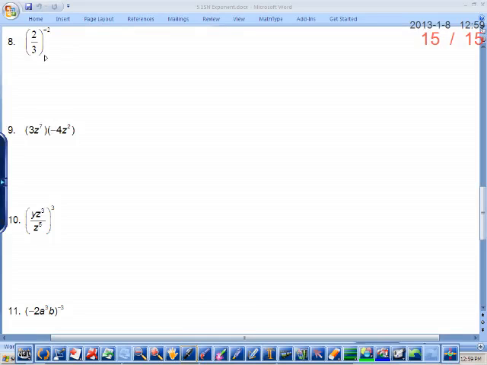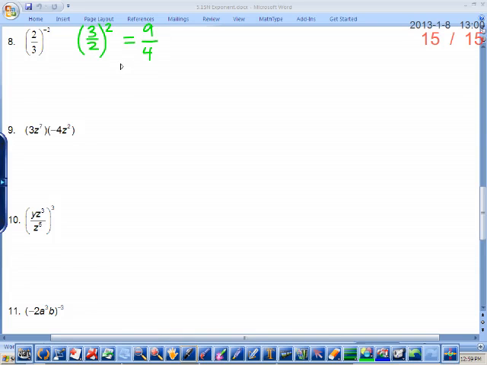All right, what do we do with 8? 3 over... Okay, we write this as 3/2 raised to what power? Positive 2, so that gives us 9/4. Everyone okay with that one?